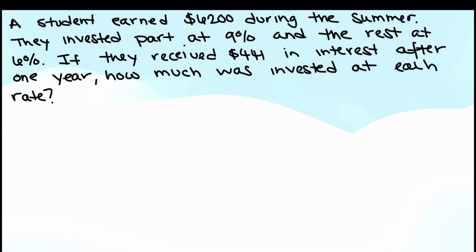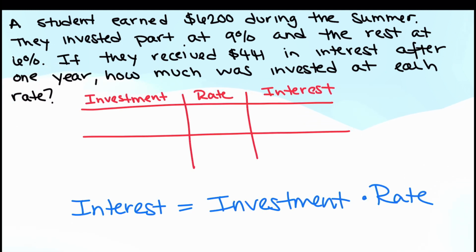So I think I'm going to set up a table for this one to organize the information. And I'm going to use the fact that the interest you earn is going to equal your investment, or principal, times your interest rate. So the amount of interest earned equals the money you put in times your interest rate. And we've got 2 different accounts here. We've got this 9% and 6% account.